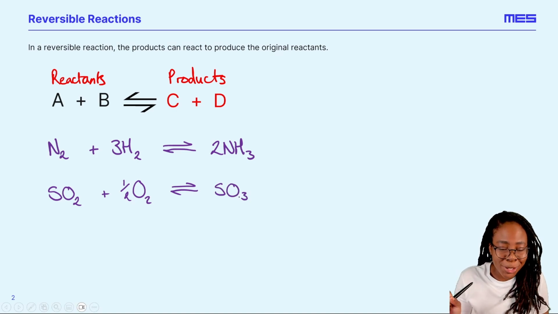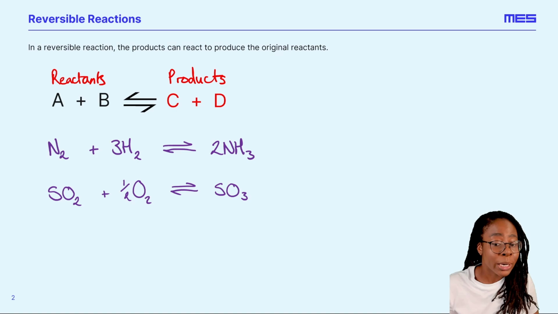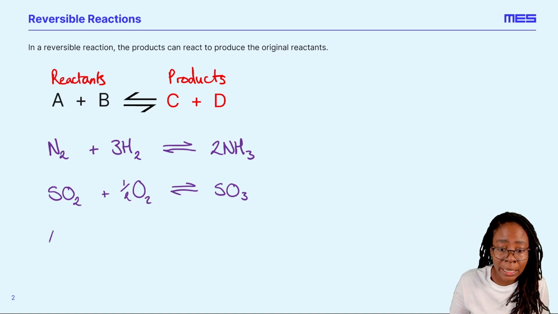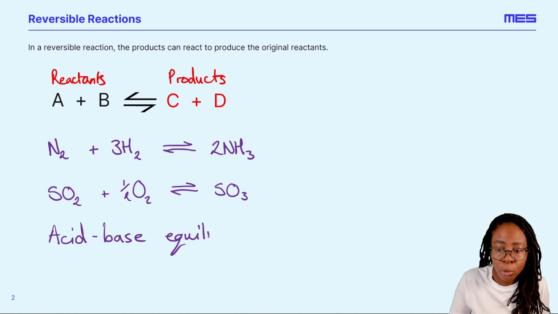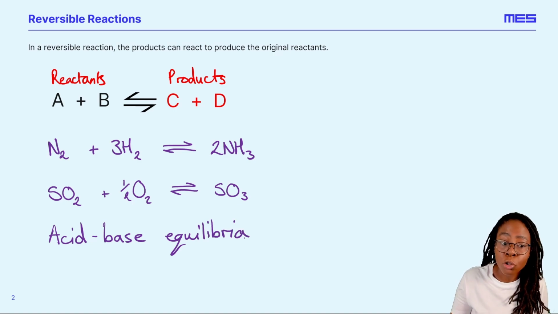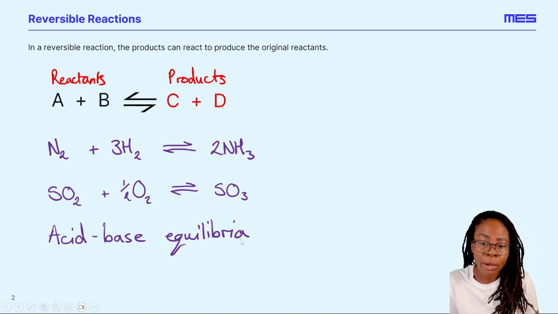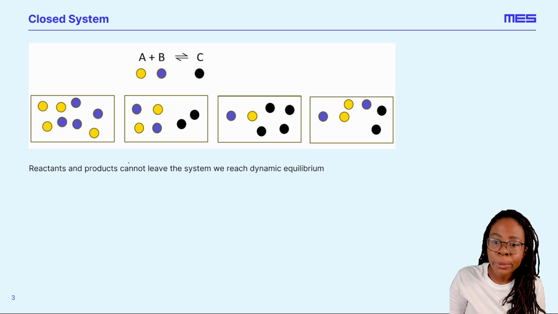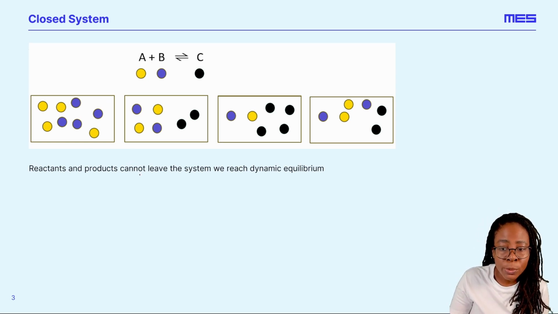It's so important that you really understand chemical equilibria because we see this in a number of other topics in year 13 as well, particularly in your acids and bases topic, which is actually called acid base equilibria. So we're going to need to employ lots of this understanding, not just in this particular topic, but throughout your A-level study. Now, one key feature that we need in order to achieve equilibria, or dynamic equilibrium, is that our system has to be closed, which means that our reactants and our products cannot leave the system.